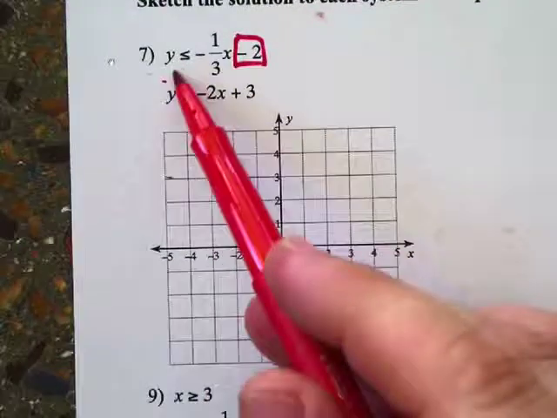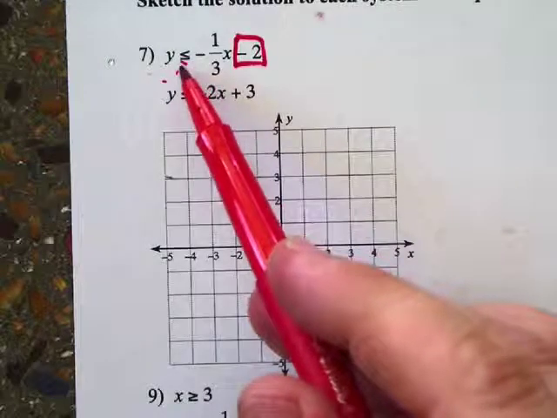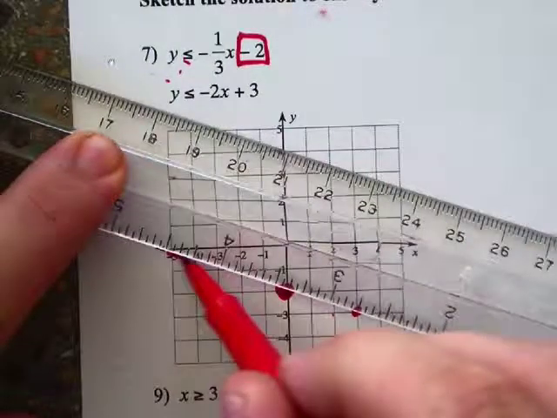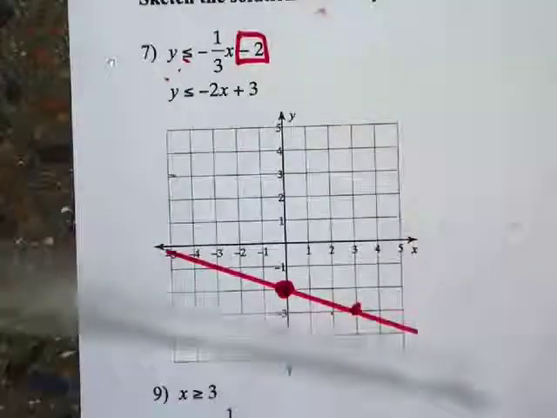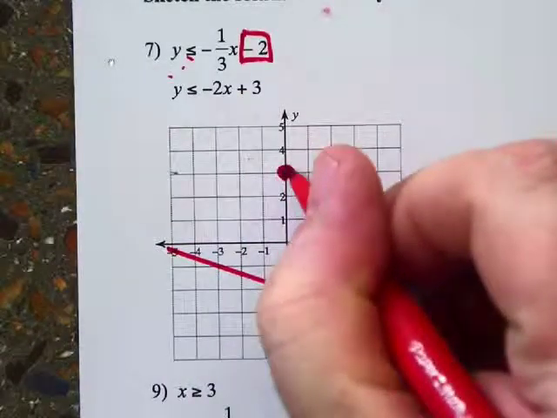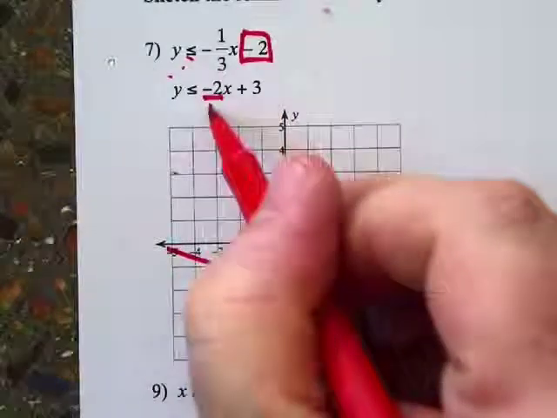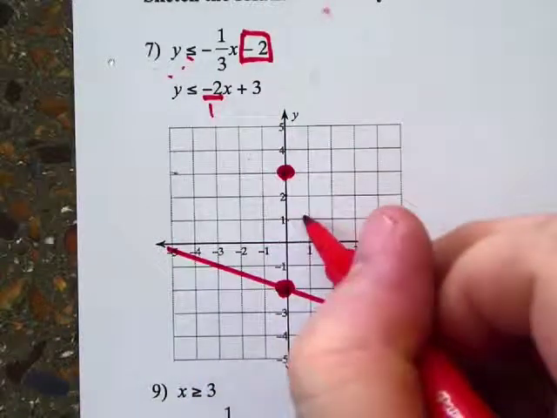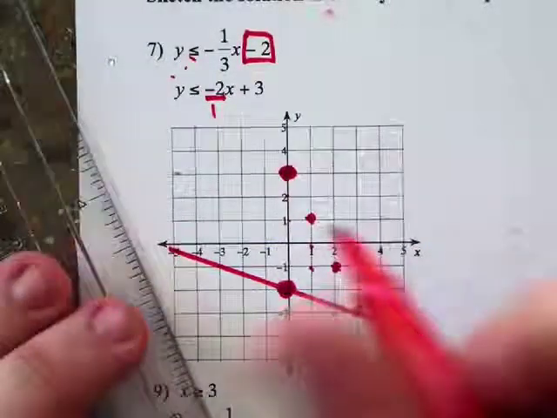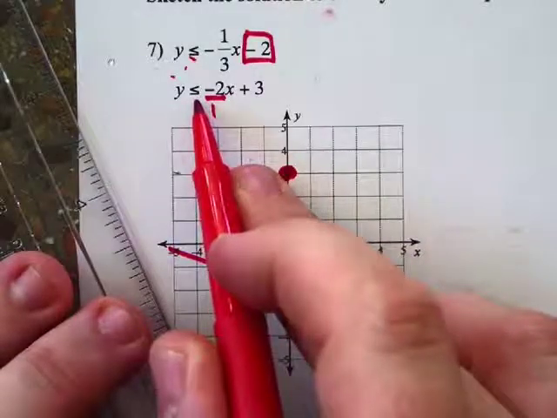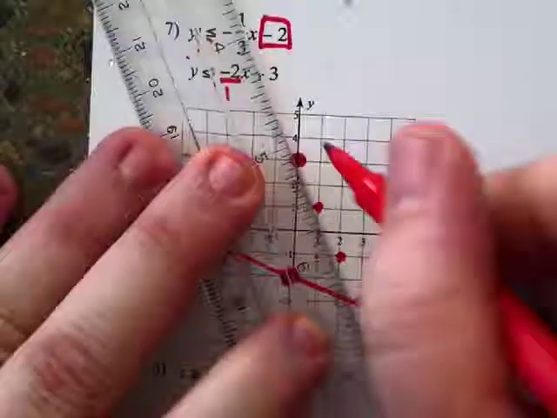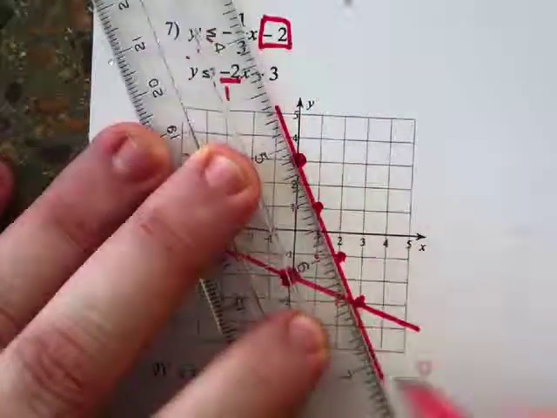Is it a solid line or dashed line? It's got that little line underneath the inequality. So that tells me it's a solid line because it's equal to, not just less than. Okay. Next one, positive 3 is my y-intercept. And then I have a negative 2 over 1. So down 2, 1, 2 over 1, and so on. And that also is a solid line because it's less than or equal to. It's got that line right there. So we're going to draw that line.